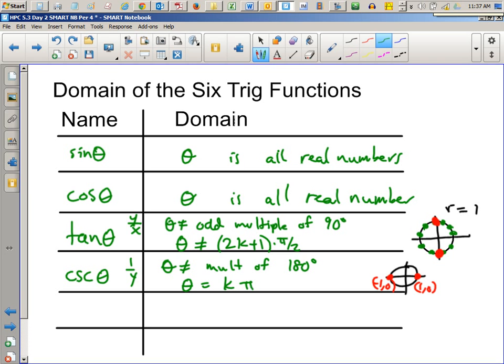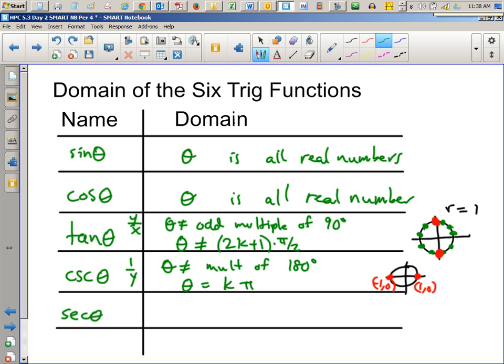So I want to remind you that this isn't supposed to be intimidating. (2k + 1) times pi over 2 just means an odd multiple of 90. That's all this means. And this just means a multiple of 180. Those are forbidden. Okay, the other two are easy. We've already done everything we need to do.